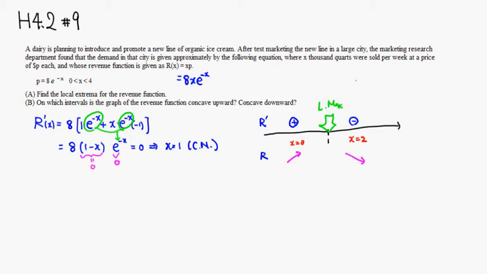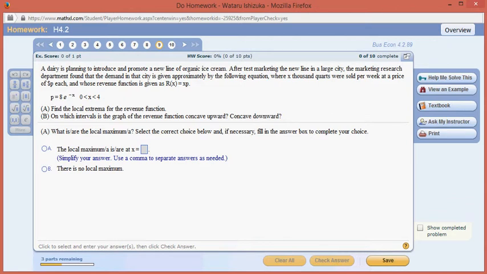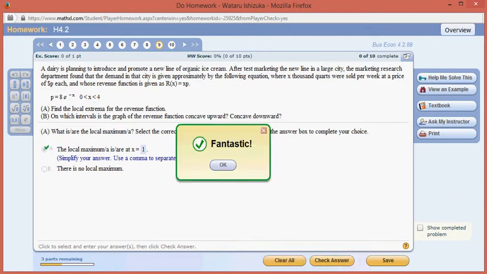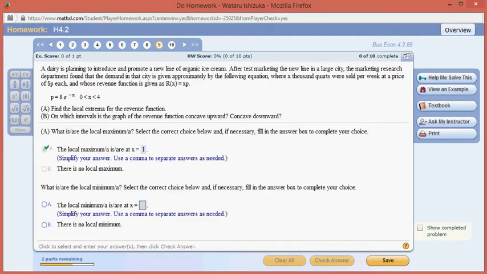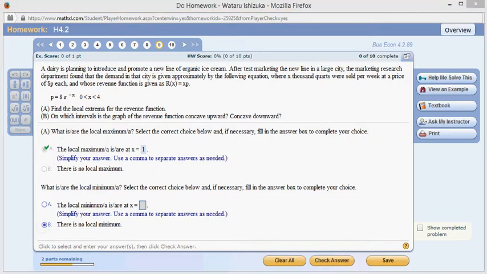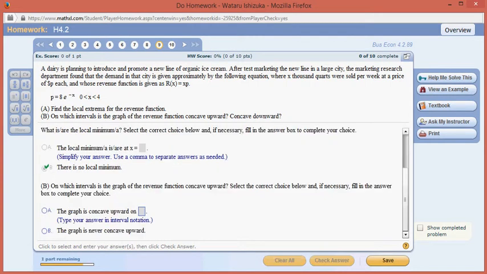Let's answer the question. Local maxima at x equals 1. Let's check that. We got that. And what is the local minimum? There is no local minimum. Check that. We got that.